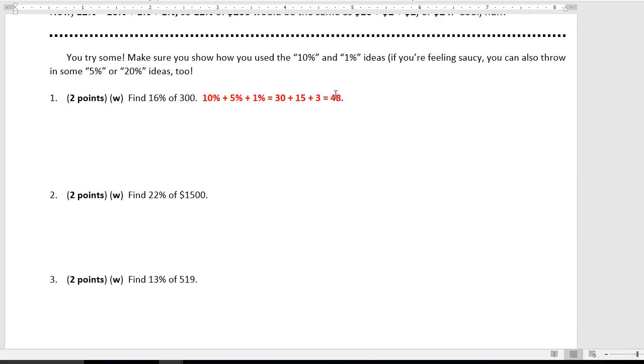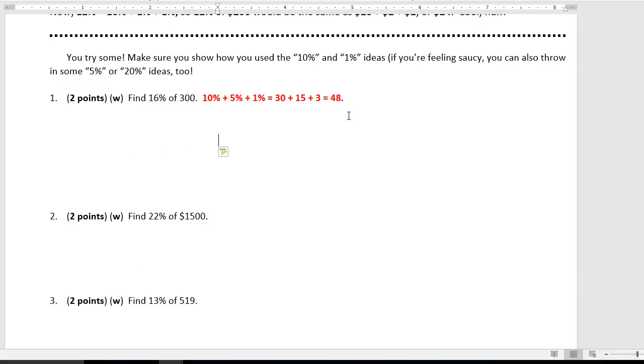Let's look at it a different way. Another way you could do it is 20% minus 1%, minus 1%, minus 1%, minus 1%. Or minus 4%, I guess, but we'll do it this way.